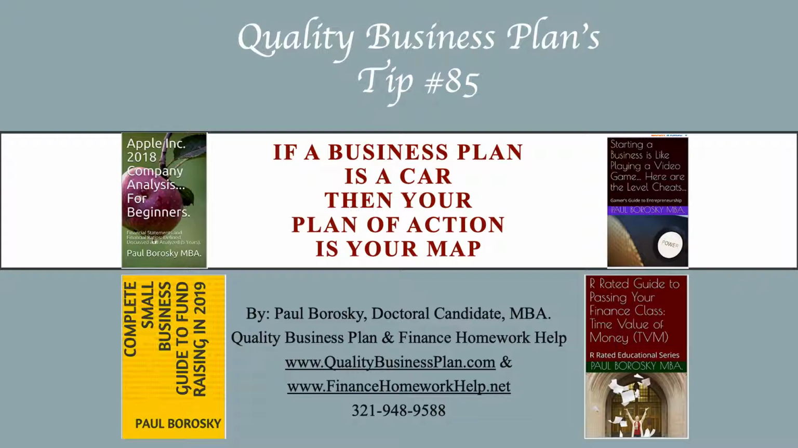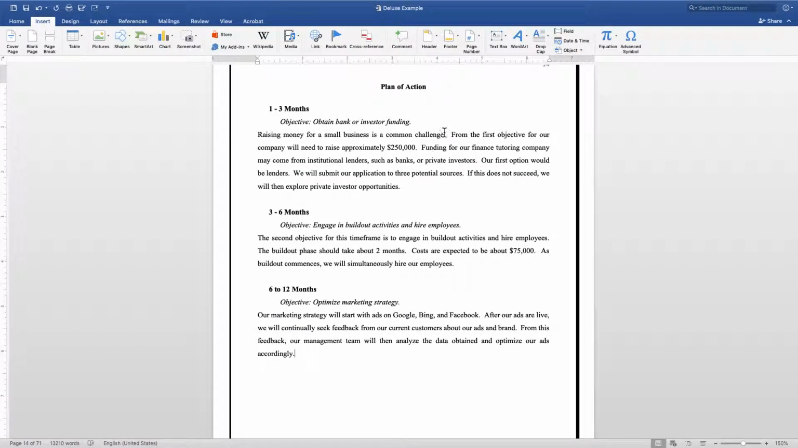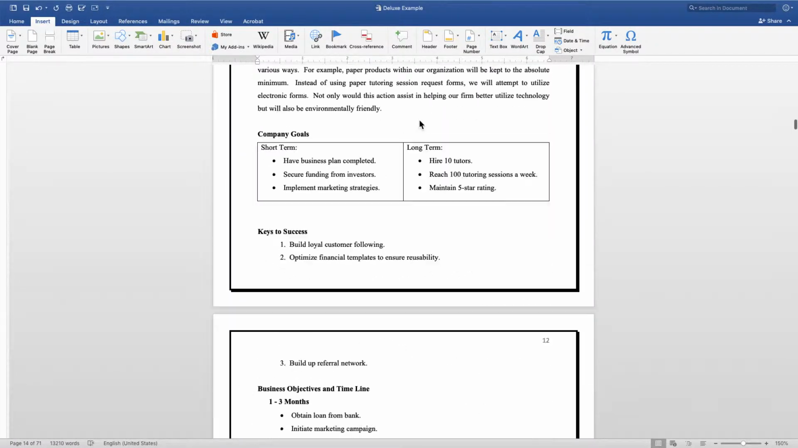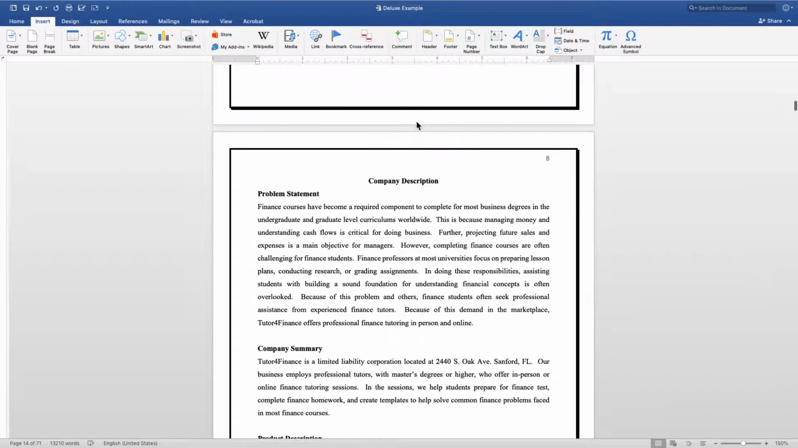Here is our business plan writers tip number 85, which is, if a business plan is like a car, then your plan of action is your map. And what I mean by that is when you're writing your business plan, make sure to include a plan of action section in your business plan. And the way that I like to structure my business plan, if y'all bear with me, I can show you how I structure it.